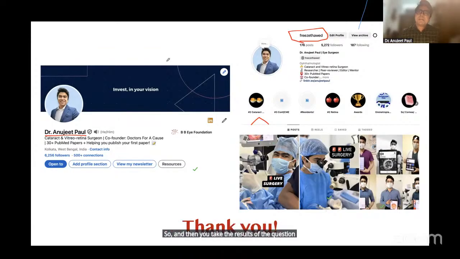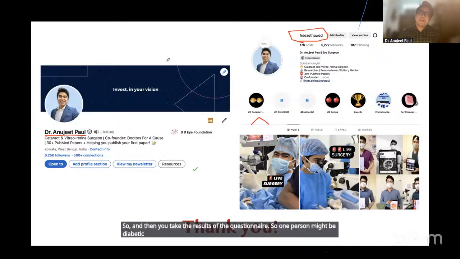So one person might be diabetic for 10 years, one person might be diabetic for 1 year, one person might be diabetic for 5 years. But in a cross-section of time, you made them fill up the questionnaire. You classify them by the duration of diabetes, and you classify them by the response they gave you. And that ultimately becomes a cross-sectional study. So that becomes a descriptive cross-sectional study where you describe what the mental statuses are of the patients who have diabetes mellitus and have come to the OPD. So that's a very easy cross-sectional study that you can do.